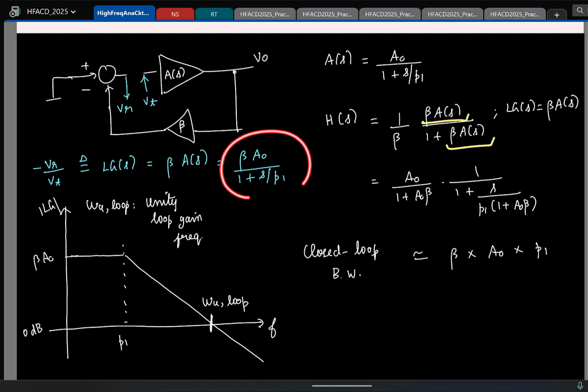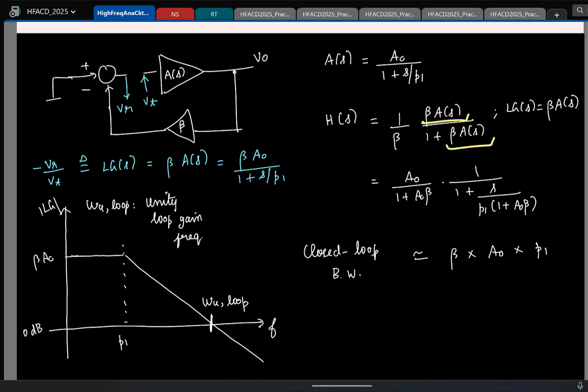And this is the loop gain transfer function, beta A0 by 1 plus s by p1. From this, can you tell me what is the unity loop gain frequency? Yeah, very good. So again, the idea is this: as he's saying, typically omega u loop is much greater than p1. That is assuming basically A0 is large. If you have very small A0, then omega u loop and p1 might not be close by. But I'll assume you are good OTA designers who have designed good OTAs with high DC gain.